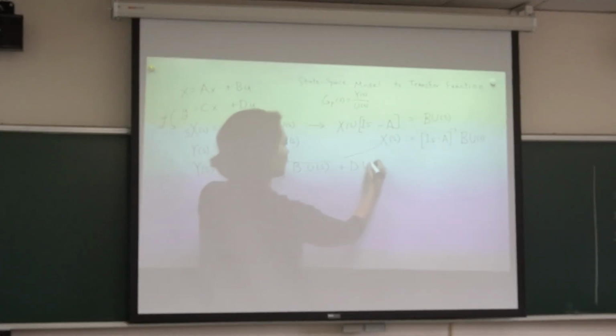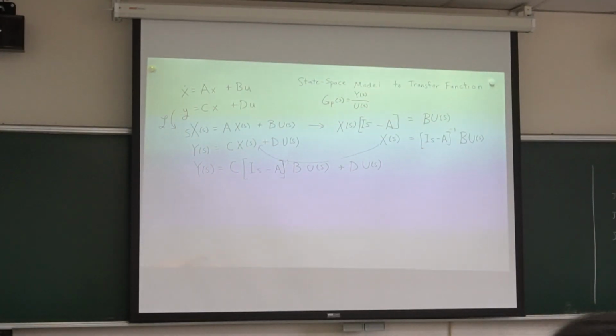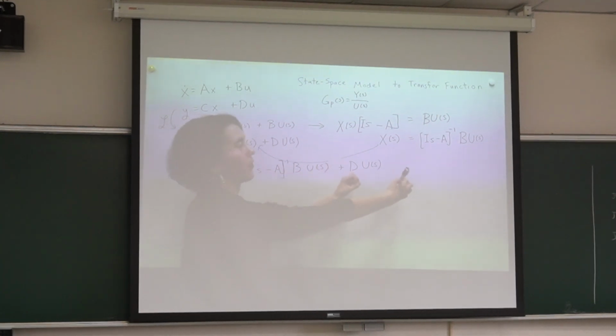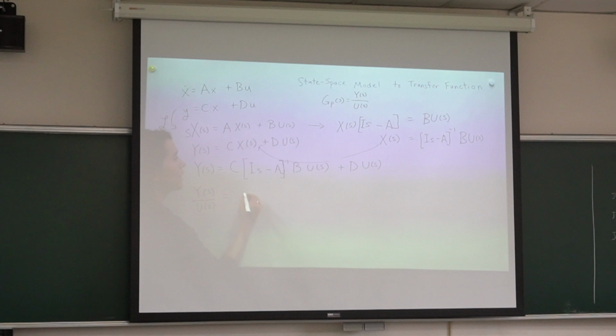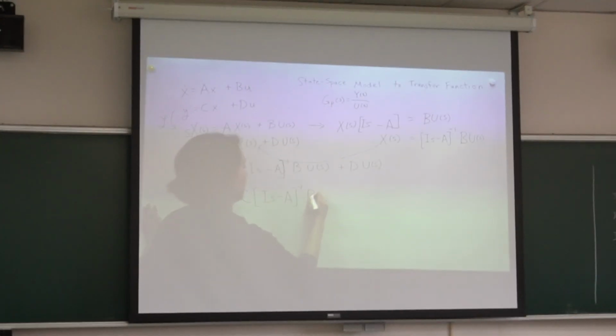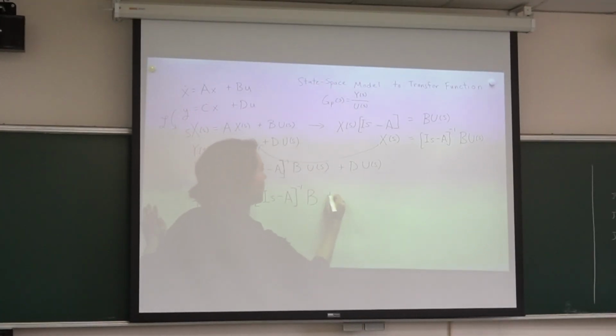We'll separate out U here and move it straight down over to the input. We can combine these two items: Y of s is the output over U of s, the input. So this is the transfer function. What's left over here is C times (sI minus A) inverse times B, plus D.